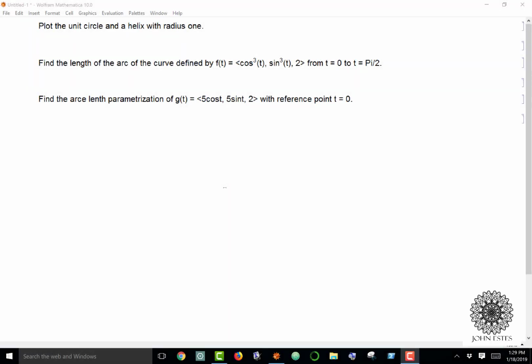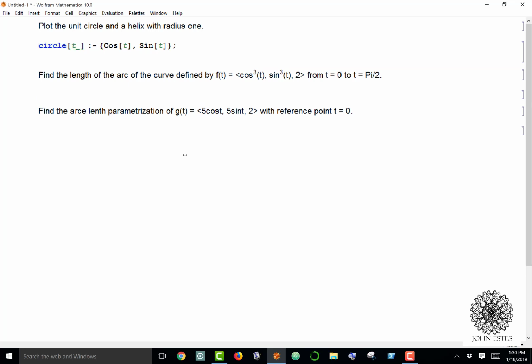I want to show how to use vector functions in Wolfram's Mathematica, and it's pretty simple actually because Mathematica handles vectors like they do lists. First I want to plot the unit circle and a helix with radius 1. I understand that the parametrization of the circle, which I'm going to call circle t, is the vector with coordinates cosine t for x and sine t for y. So there's my circle function.